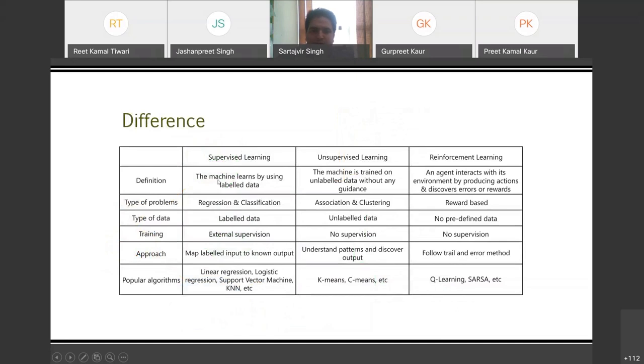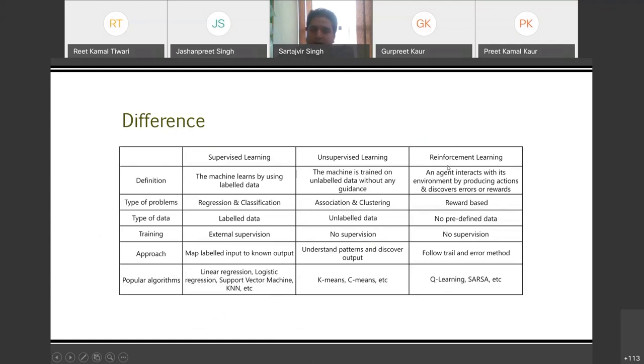That is supervised learning, as I already told you, which is based on external supervision and is used to solve two types of problems, regression and classification, whereas in unsupervised learning, no supervision is required, and it is especially designed to solve association and clustering problems.